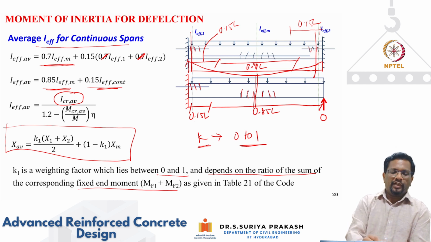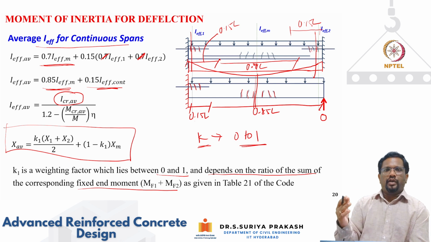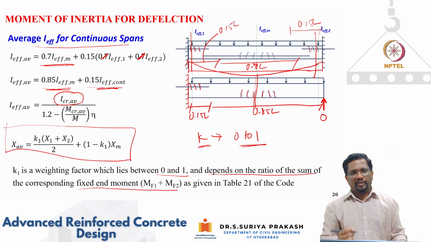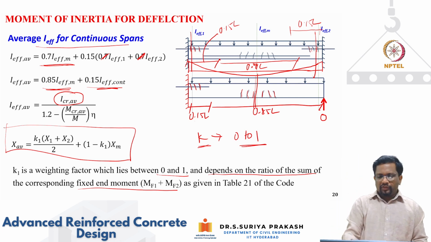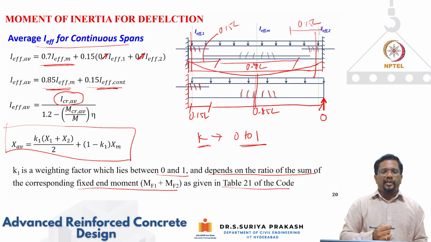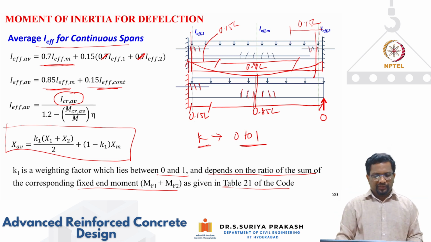So this X can be for moment of cracking or it can be for your moment at service. So using those things, we can get what kind of moment and what kind of cracked moment of inertia and eta factors we need to use in your I effective equation, right? Those ratios of these moments are given in Table 21 of our code. So using that, we can find your weighting factor, which again depends upon the ratio of the sum of the fixed end moments that you are having, depending upon the fixity conditions at your two ends.